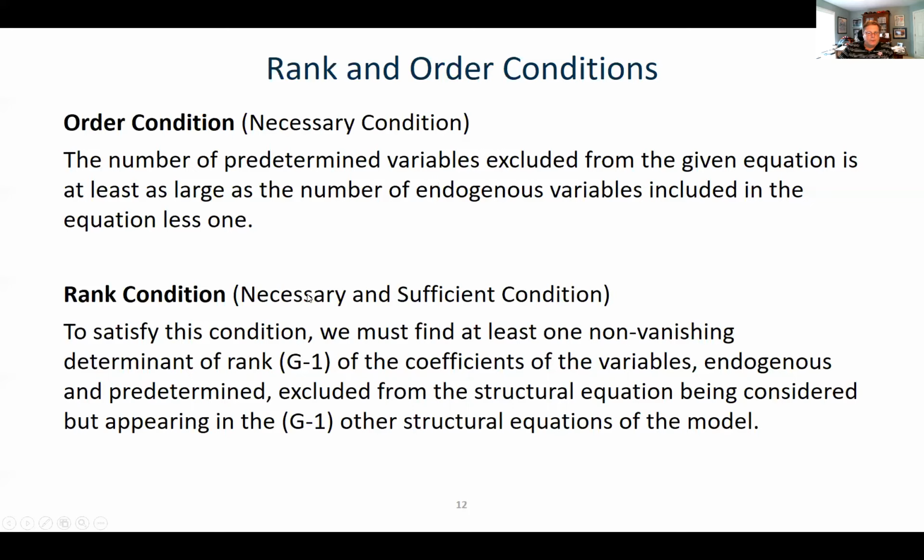Now, rank conditions are more difficult, but yet they are necessary and sufficient. So in order to satisfy this condition, you must find at least one non-vanishing determinant of rank capital G minus 1, where capital G equals the total number of endogenous variables in the system.